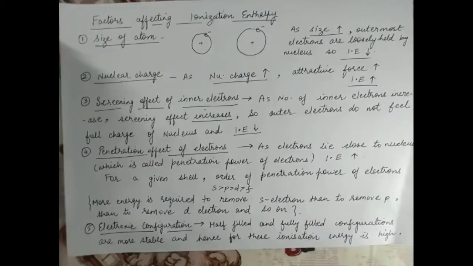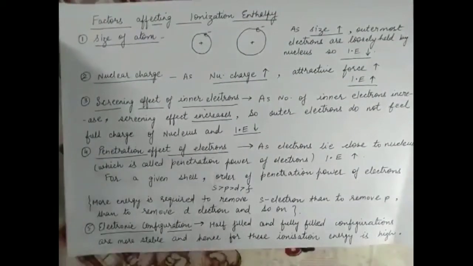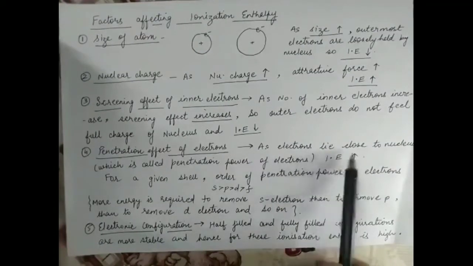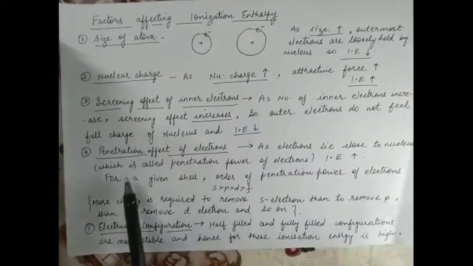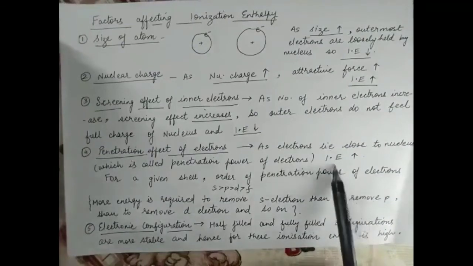Now let's move to the fourth point, that is penetration effect of electrons. Now what is the meaning of penetration effect? As the electrons lie close to the nucleus, which is also known as penetration power of electrons. So as the electrons are lying close to nucleus, they are more tightly held by the nucleus. Nuclear attraction will be more. So more energy we have to supply, and ionization enthalpy will increase, or it will be more.